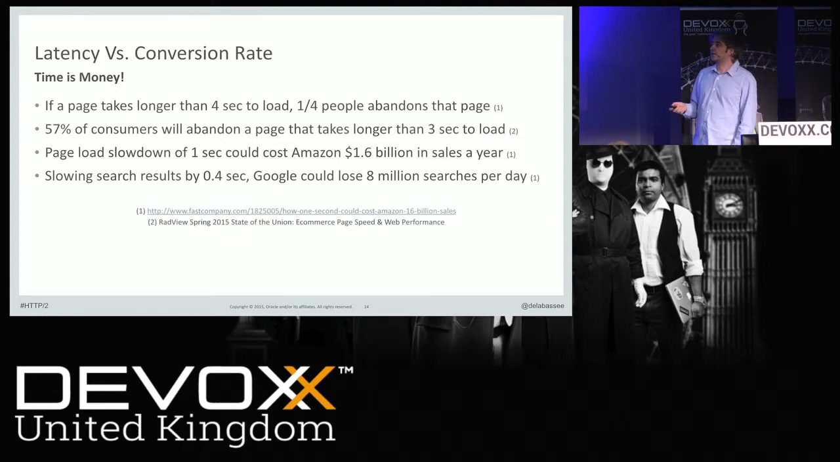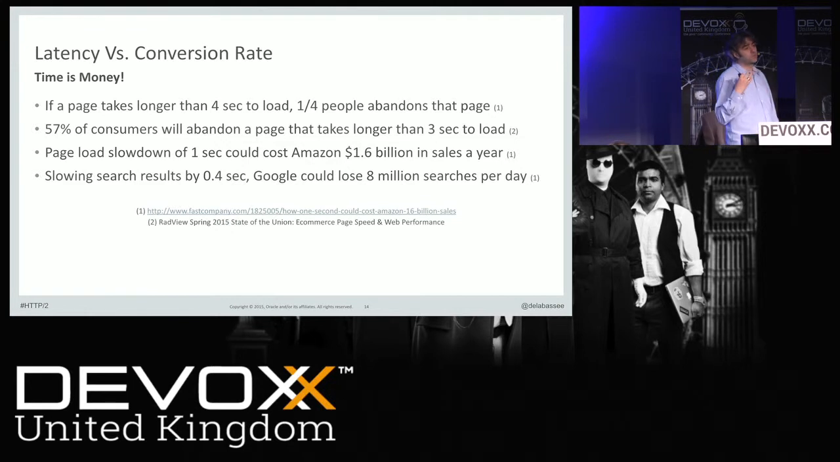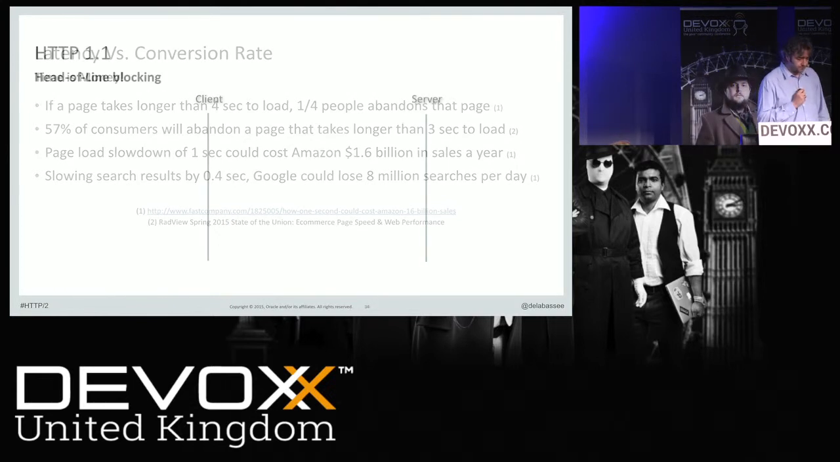For Google, slowing search results by less than half a second could lose up to 8 million searches per day. So that means 8 million potential losses for advertisements. So again, that's really a lot. Now you might say, okay, I'm not Google, I'm not Amazon. But at the end of the day, when you develop a web application, you want to provide a decent user experience because you don't want to lose your users. So that's something that you need to keep in mind.